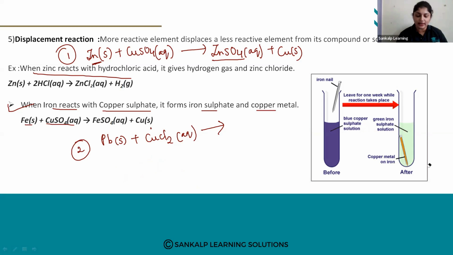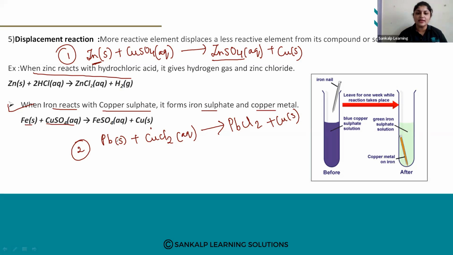so what happens? Lead reacts with copper chloride aqueous solution. And what happens? Your copper gets displaced by lead. Okay, so it forms PbCl2, that is lead chloride, plus copper. Okay, so this is another reaction for displacement reaction. So these are the examples for displacement reaction. So an element which is highly reactive displaces the element which is less reactive from its compound or solution, and this is called a displacement reaction.